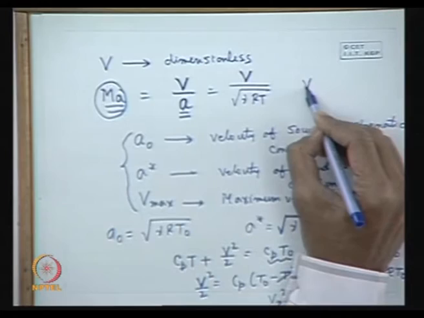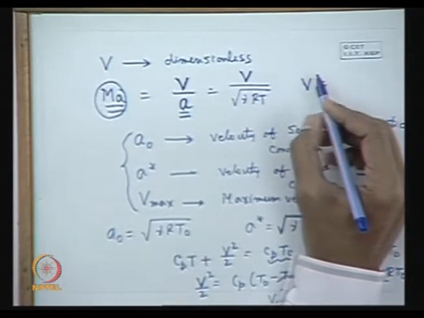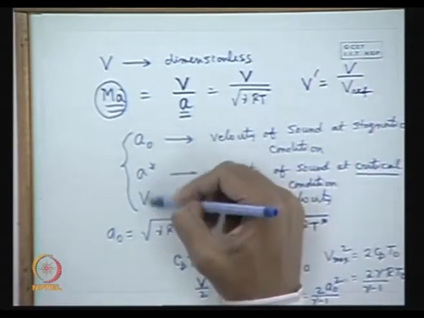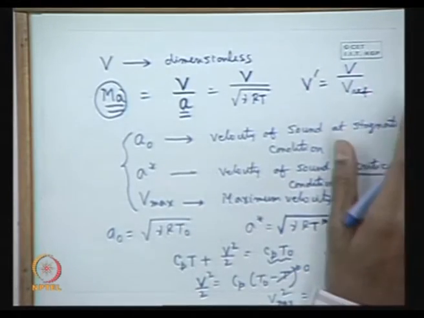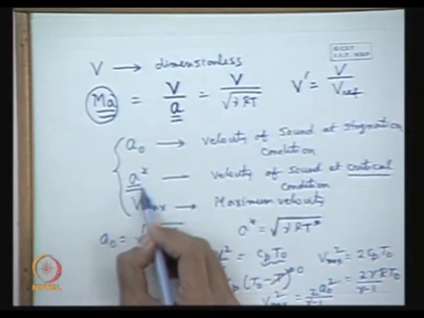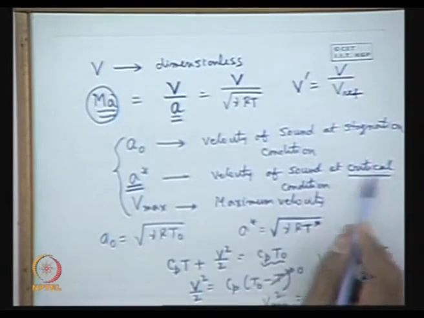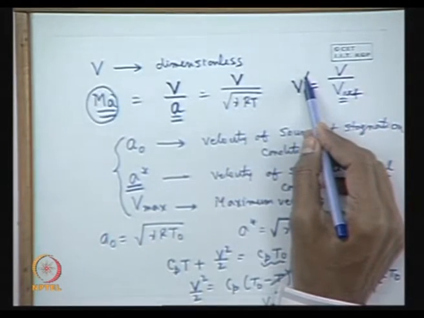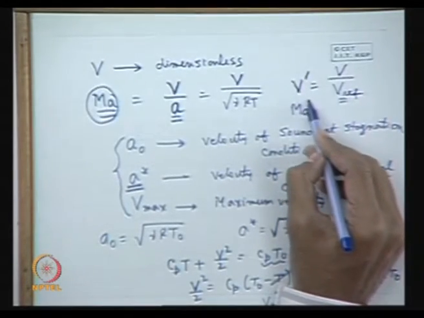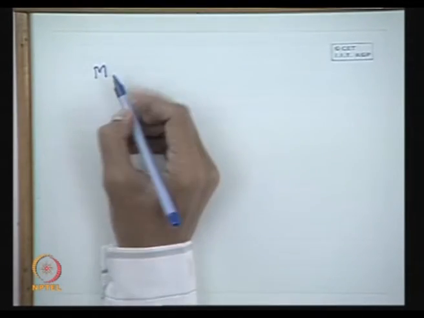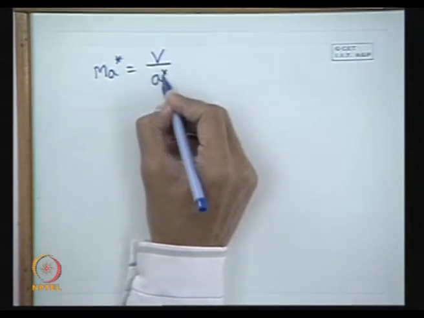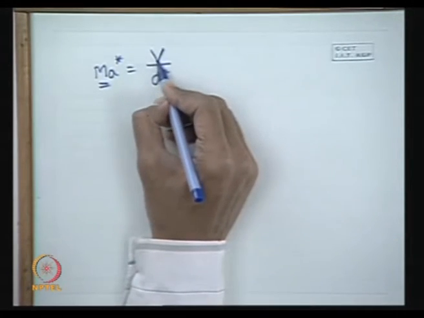That means if I denote a non-dimensional velocity, let us denote it by V prime, it is the actual velocity divided by the reference velocity. So any one of these three is taken as the reference velocity. But the most usual convention, and very convenient, is to use A star, that is the velocity of sound at critical condition, as the reference velocity to express the dimensionless velocity V dash. And this is expressed as M A star. So one can use A star as the reference velocity and write M star, which is nothing but V by A star. So M star represents a non-dimensional counterpart of a velocity V.